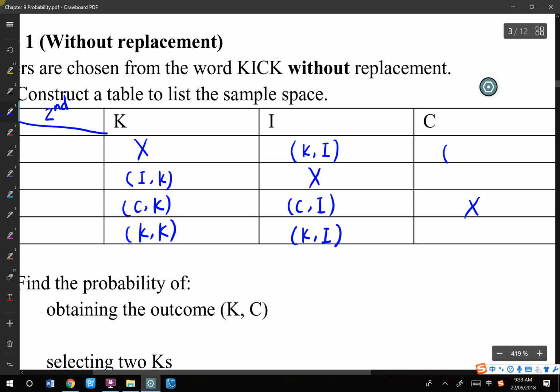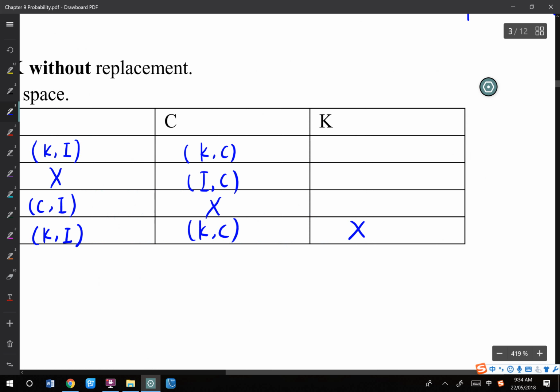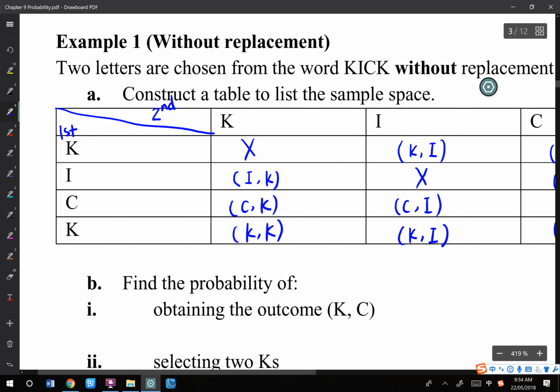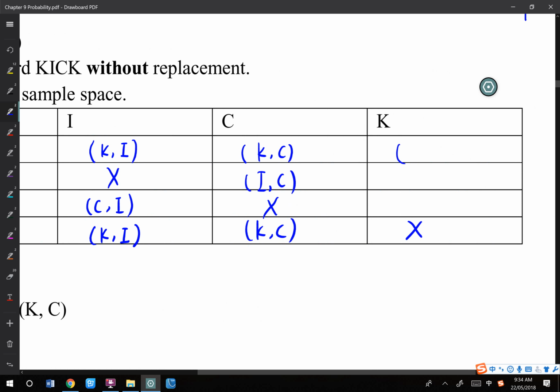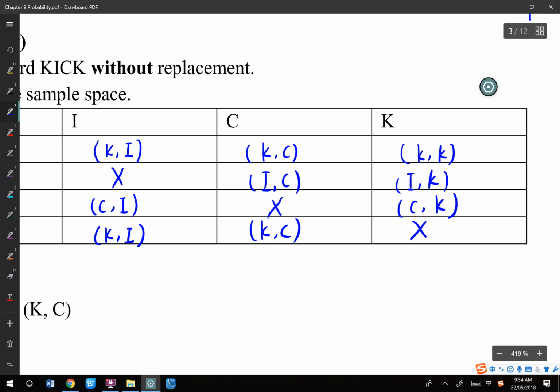So later we have KC, IC, and KC again. For the last one, I will have KK, IK, and CK. I still can have 2 Ks because we have 2 cards. I pick one and then I have another one to pick. So that's why I can have a repeated KK there.